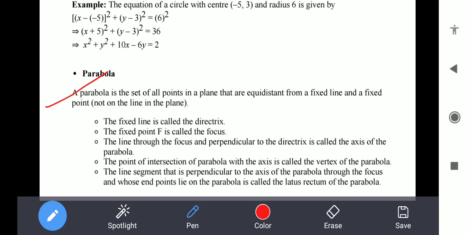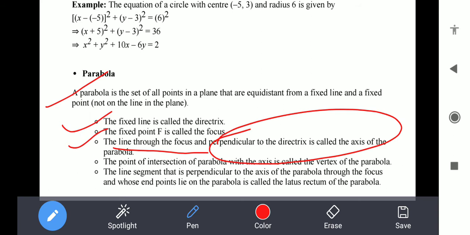A parabola is the set of all points in the plane which are equidistant from a fixed point and a fixed line. The fixed line is called the directrix of the parabola. The fixed point is called the focus of the parabola. The line through the focus and perpendicular to the directrix is called the axis of the parabola.